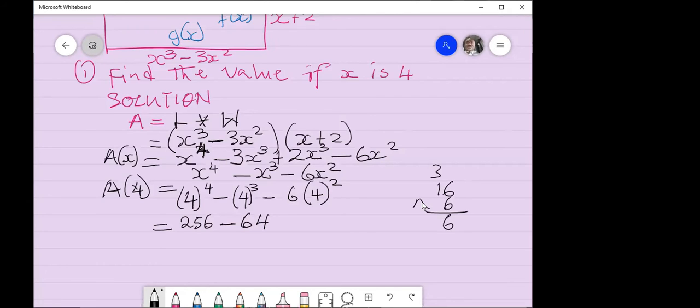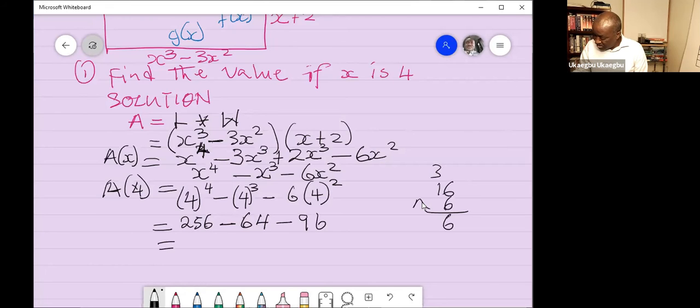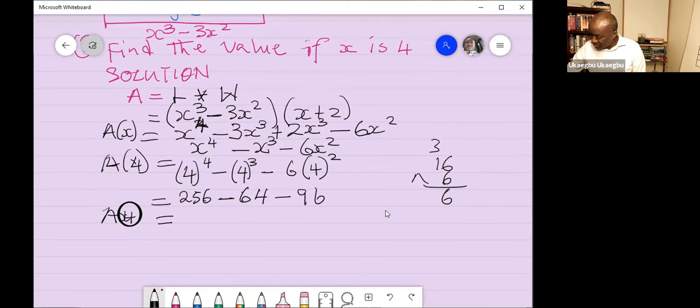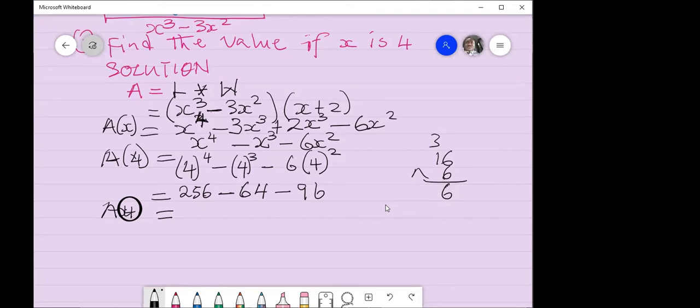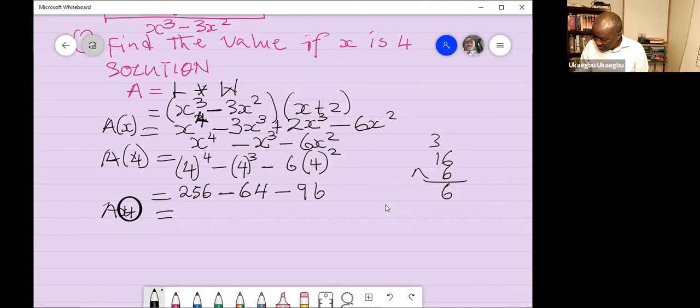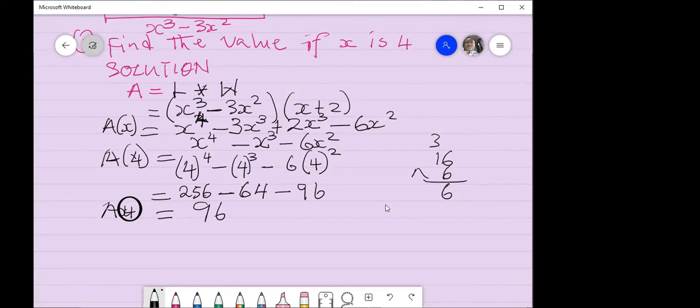96. Okay, so do all the computation. 256 minus 64 minus 96 gives us what? I got 224. No, it's 96, I missed the thing. Is it 96? Yes, sir. Okay, 96 is the solution.